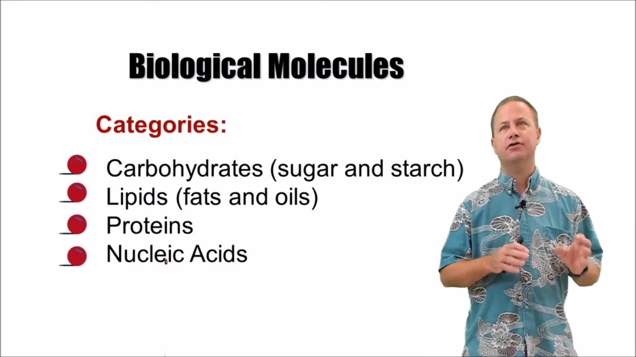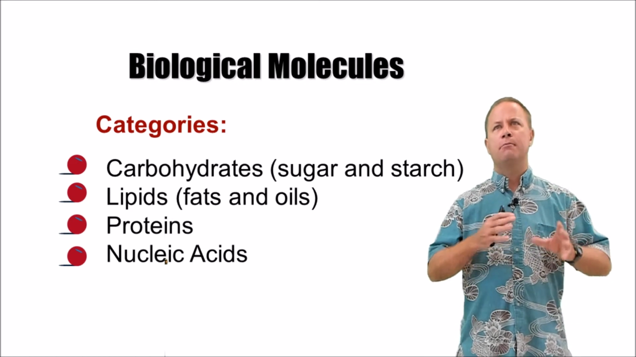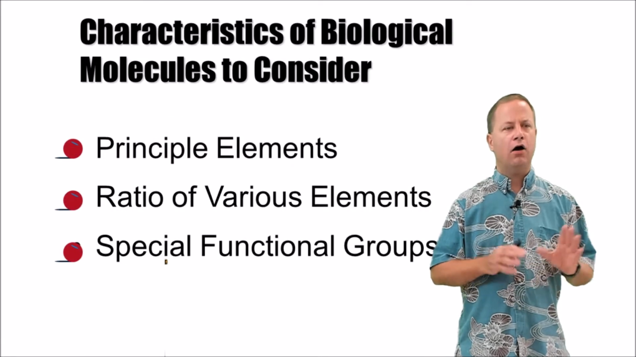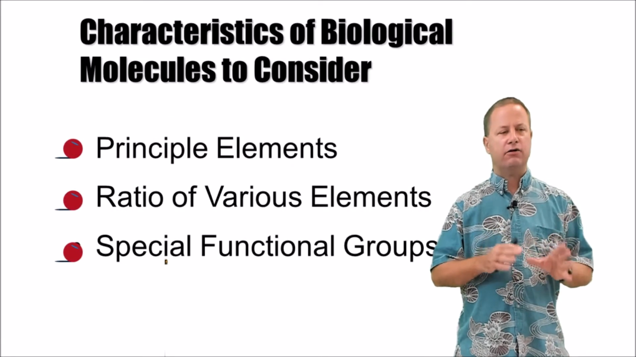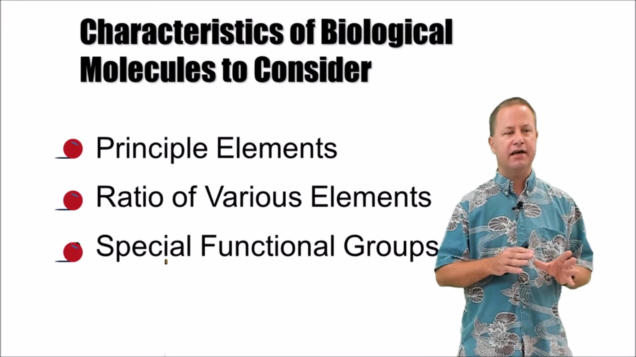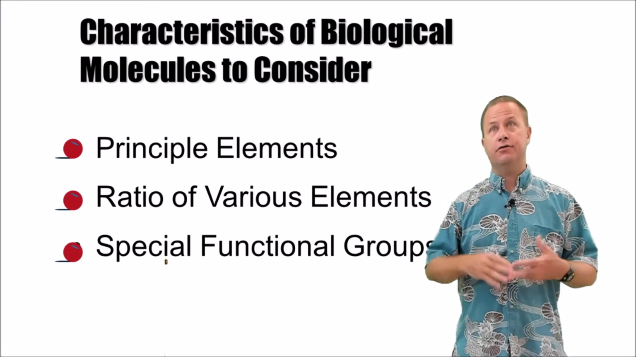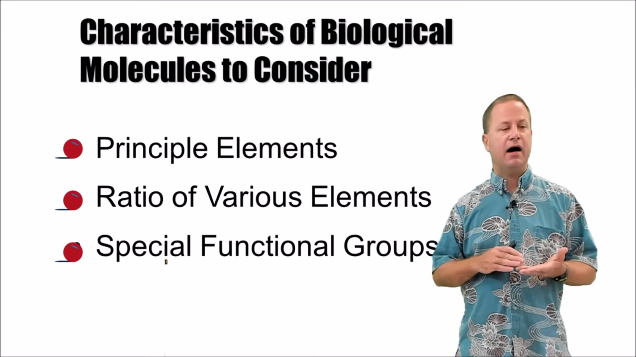Now, nucleic acids are important because these are the sort of program code that we use to build new structures in our body. All right, so when we talk about biological macromolecules, I want you to concentrate on three things. First of all, which elements are involved? Now, most of these are carbon-based, right? So they're going to have carbon and hydrogen, probably some oxygen as well.